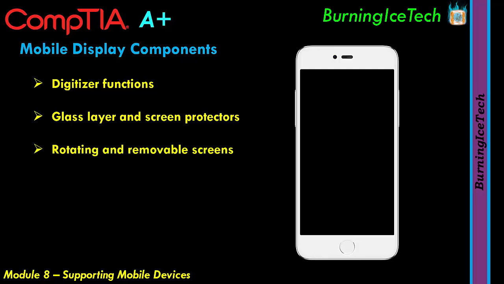Then we've got rotating and removable screens. Now, the rotating factor, I think we all know that. I mean, tablets can do that, phones can do that, and sometimes it is listed as rotating or something close to that in your menus. You can go turn it on, you can go turn it off. Other times, especially in the beginning, it was listed as gyroscope. I'm not even sure if I'm pronouncing that correctly.